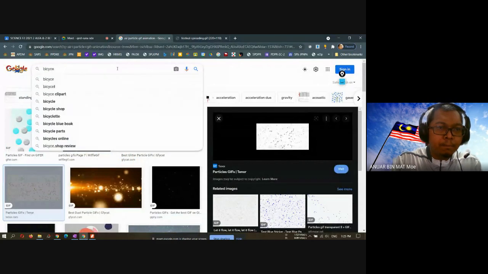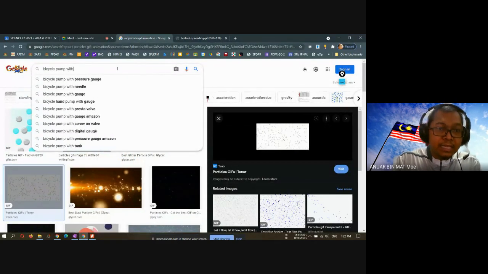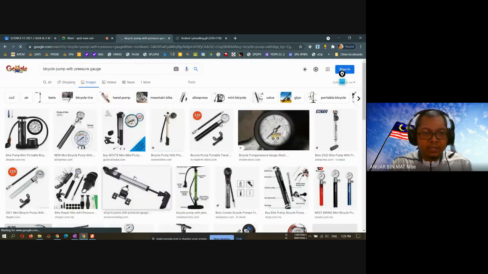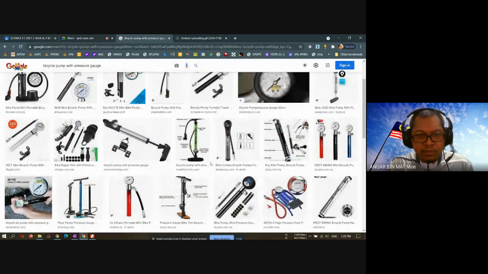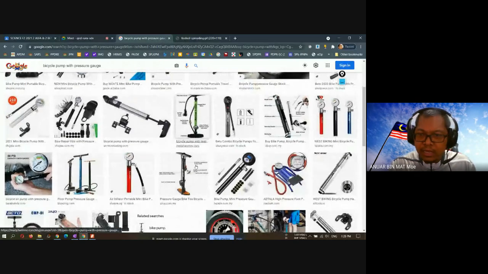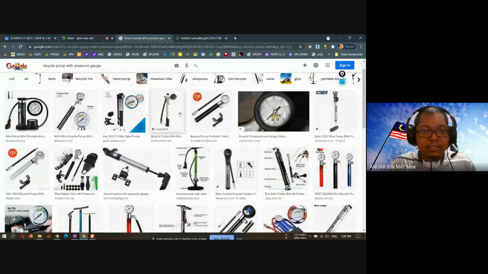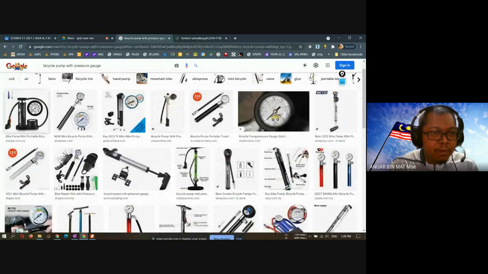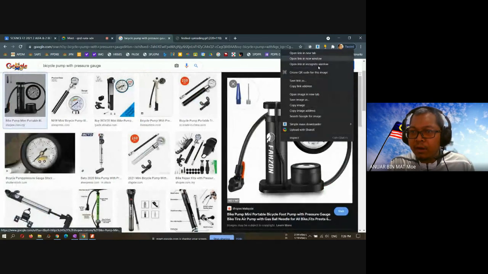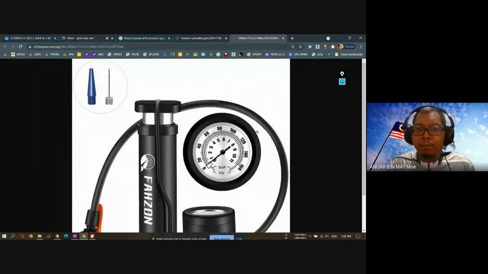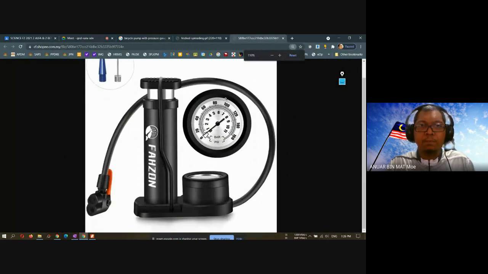Bicycle pump. You have a bicycle pump at home with a gauge? This one, which pressure gauge? This one. If you got this, I got one of these at home. Not just an ordinary bicycle pump lah, but this bicycle pump, for example, over here with a pressure gauge. You got the pressure gauge over here, meaning that inside the tire also got the specific pressure. You cannot pump the air too much.